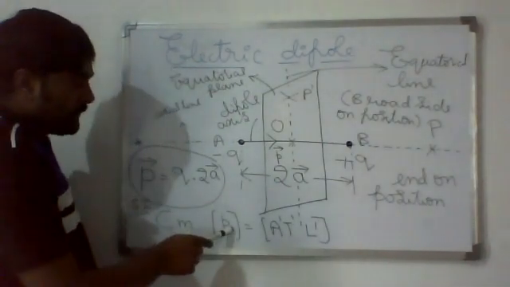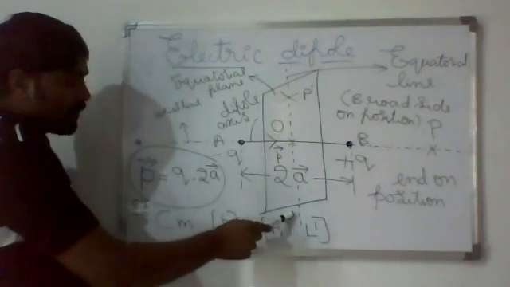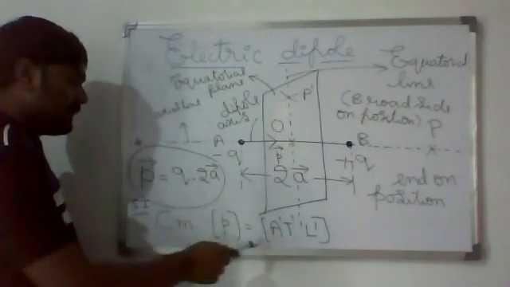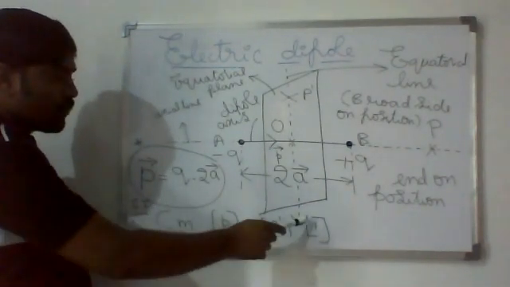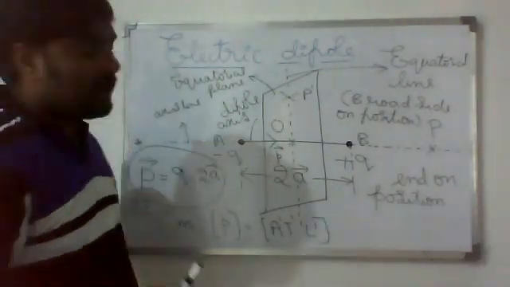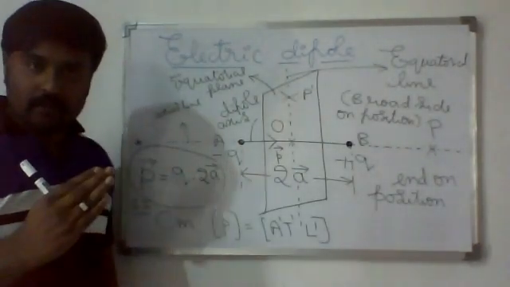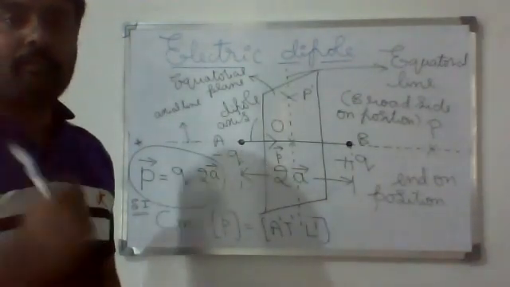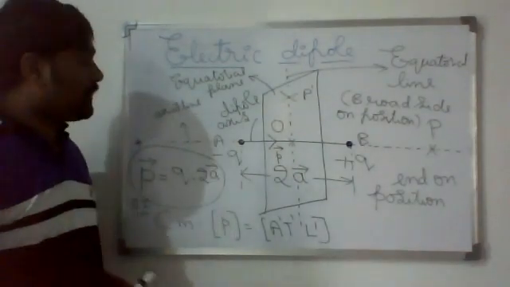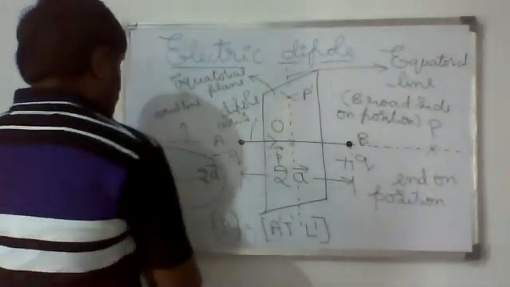And the dimensional formula: the dimensional formula of charge is 1 in ampere, 1 in time, and the dimensional formula of distance is L. So finally we get 1 in ampere, 1 in time, 1 in length. This is the dimensional formula of electric dipole moment. And the electric field produced by an electric dipole is called the dipole field.